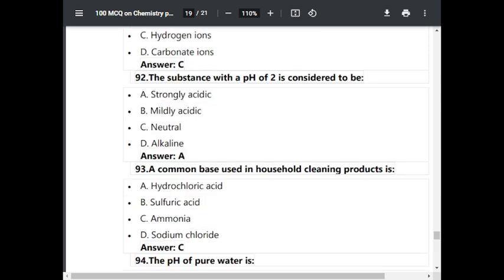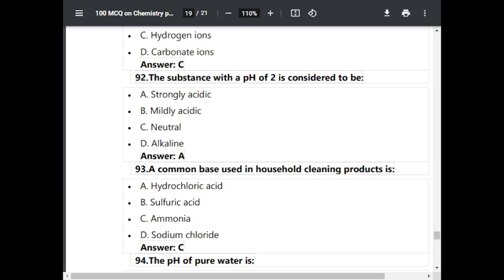Question number 92. The substance with a pH of 2 is considered to be: option A strongly acidic, option B mildly acidic, option C neutral, option D alkaline. The correct answer is A strongly acidic. The substance with a pH of 2 is considered as strongly acidic.